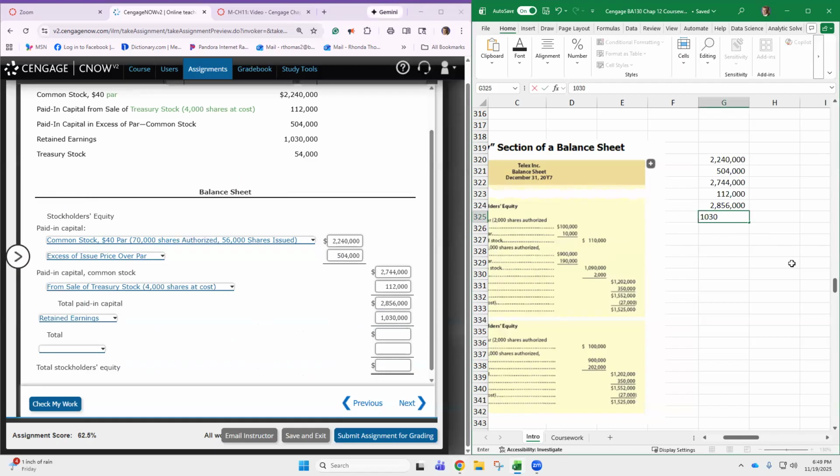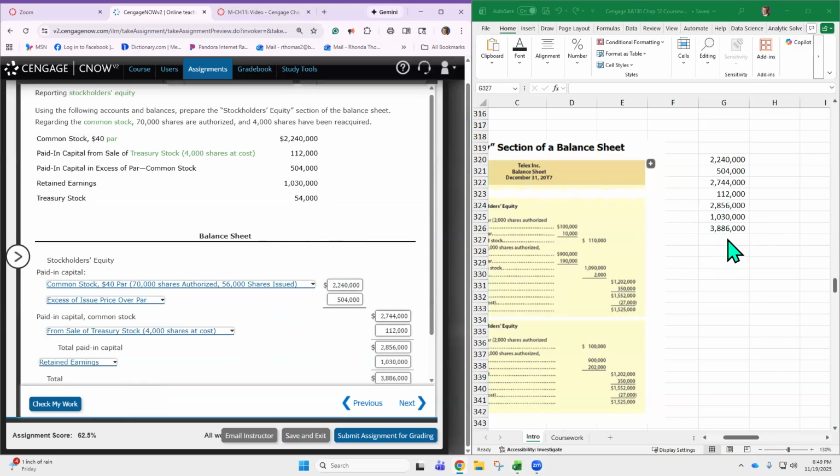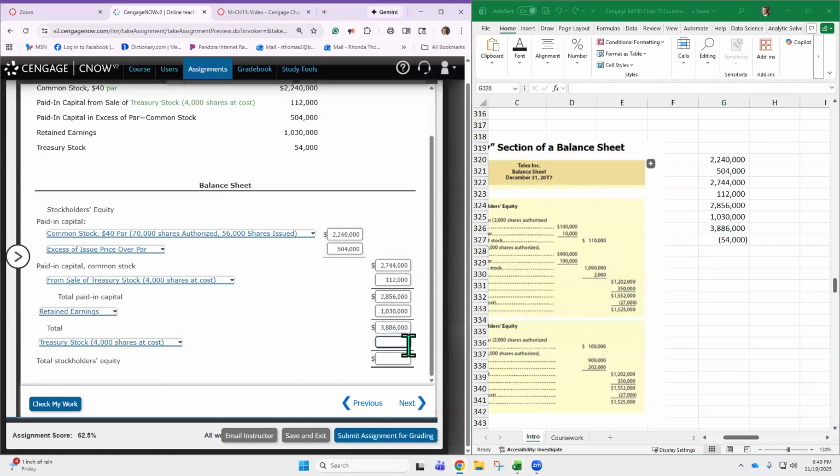Now, the last thing that gets reported on the stockholders' equity statement is if you still have treasury stock. So yes, we do in this problem. The total so far is 3,886,000. So we have to subtract the amount of treasury stock, and it's 54,000. I'm going to put that in as a negative here.